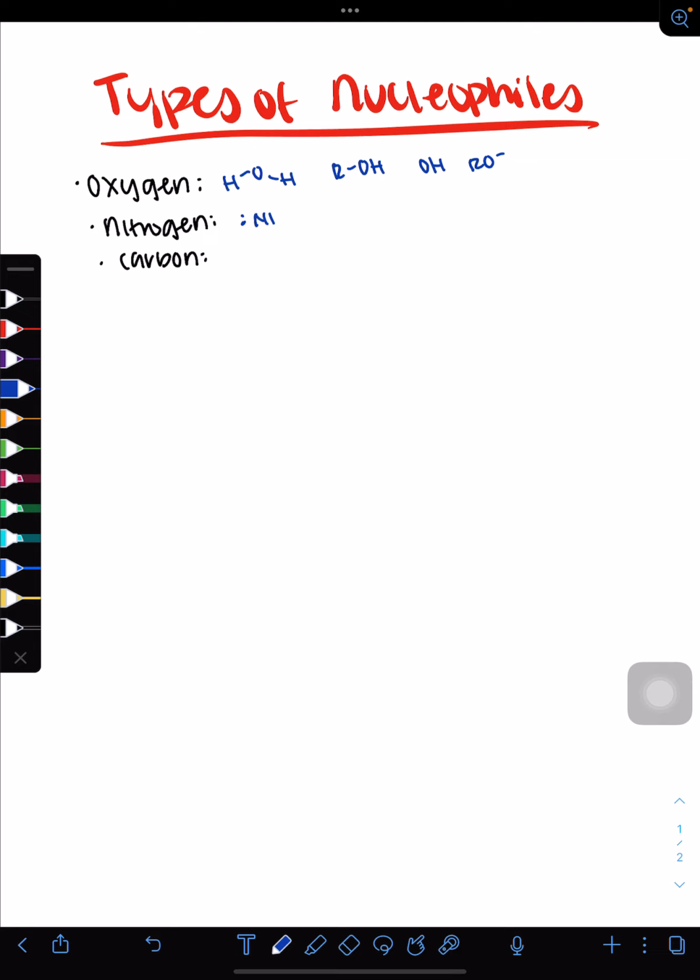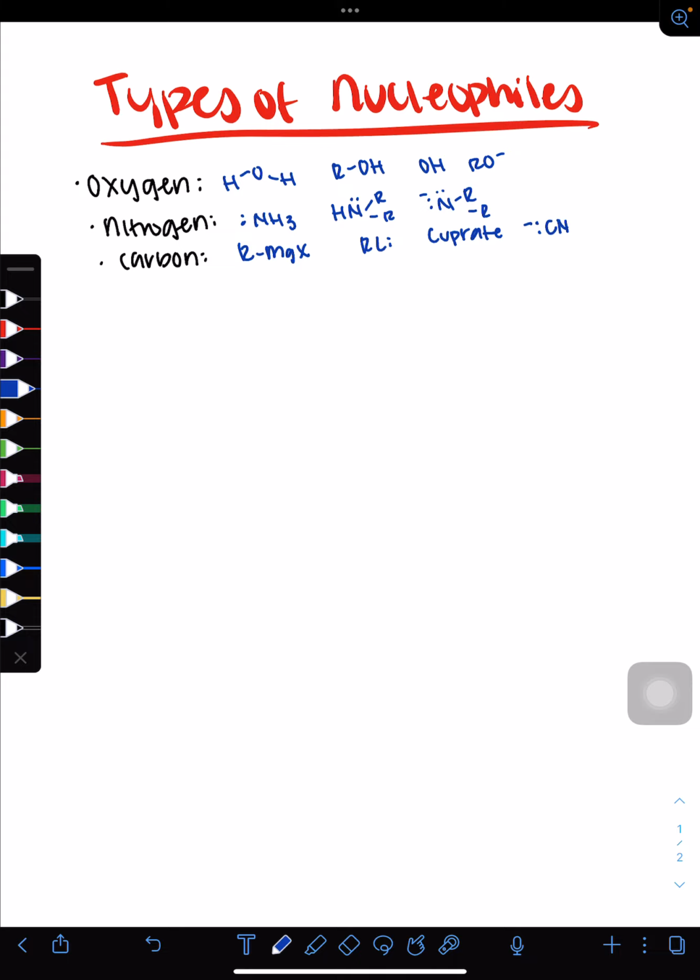For nitrogen, we have NH3. We have this nucleophile, and this one with two R groups. And this one has that one too, but this one also has hydrogen. And then for carbon, we have this R with the ligand, a cuprate, and a C.